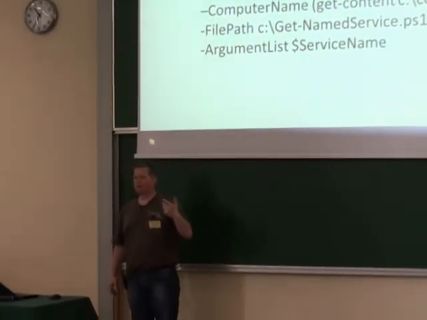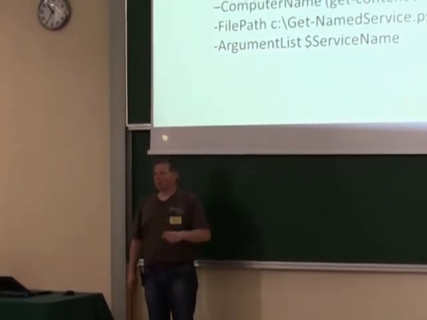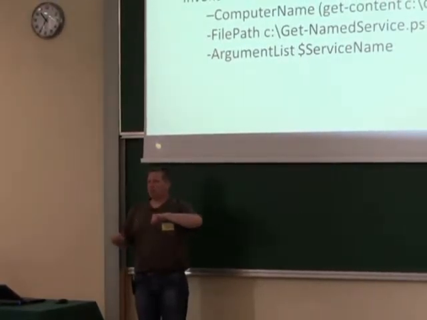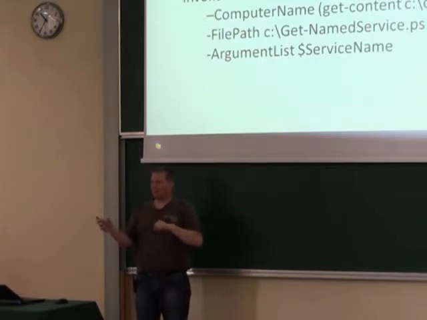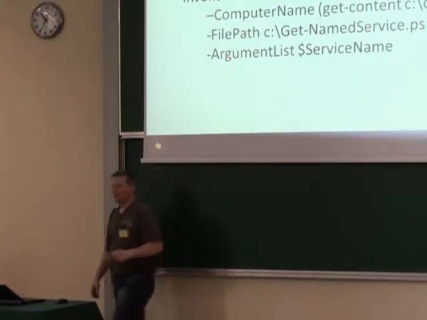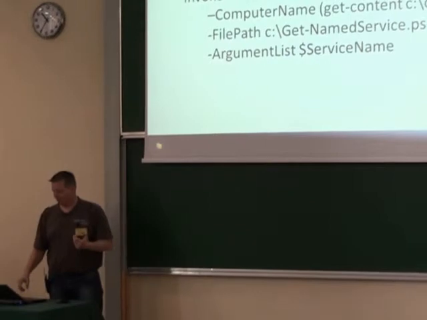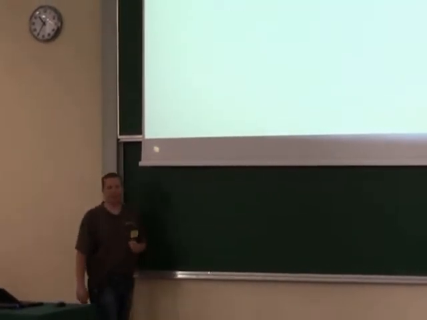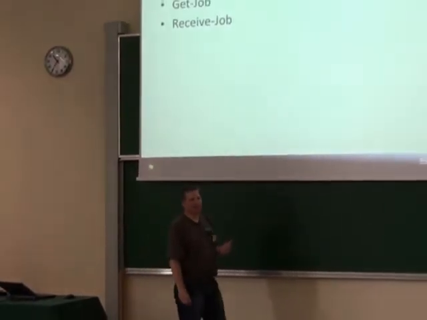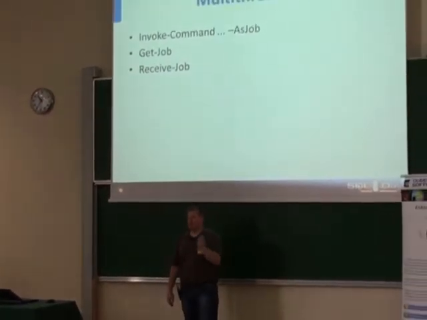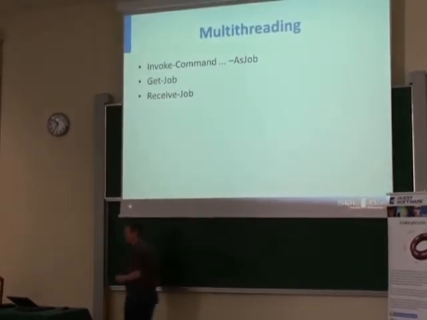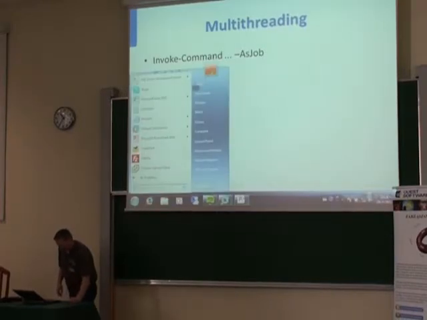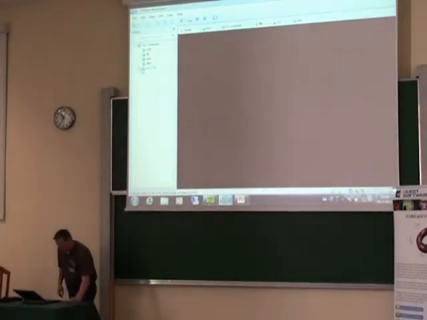So if you have a script that runs something on a particular database and you want to check some other database on there, you just feed the parameter with the database name or something. It's up to you what you want to do there. And also, making it multi-threaded is really easy. The only thing you have to type behind it is as job, and it will fire off a script as a job. Let me show you. Where am I?